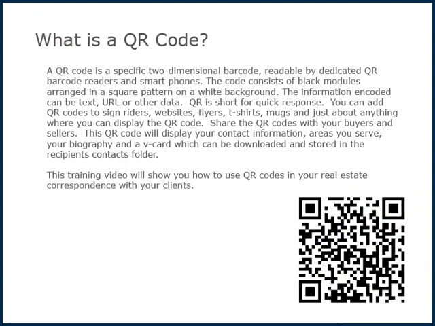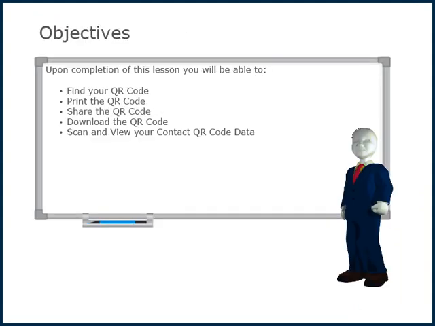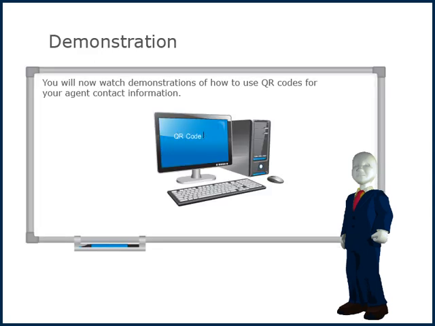This training video will show you how to use QR codes in your real estate correspondence with your clients. Upon completion of this lesson, you will be able to find your QR code, print the QR code, share the QR code, download the QR code, scan and view your contact QR code data. You will now watch demonstrations of how to use QR codes for your agent contact information.